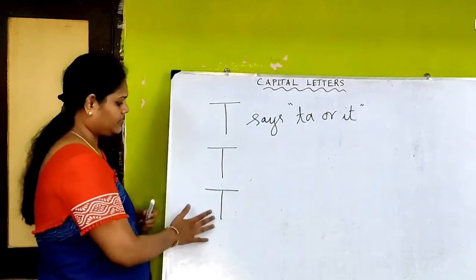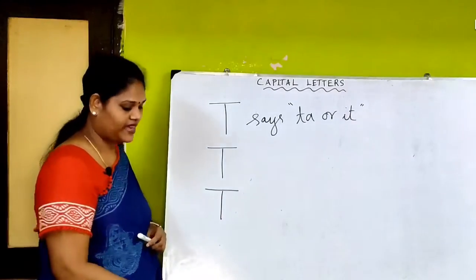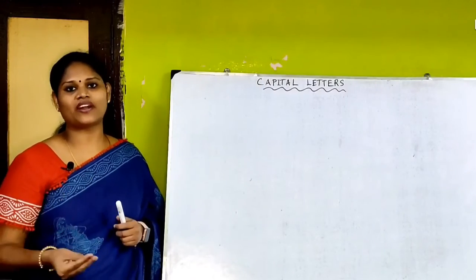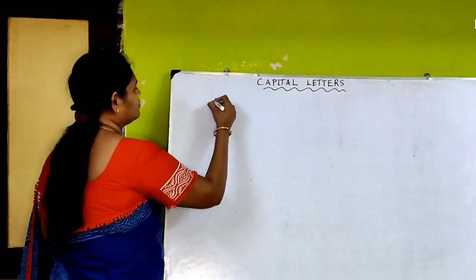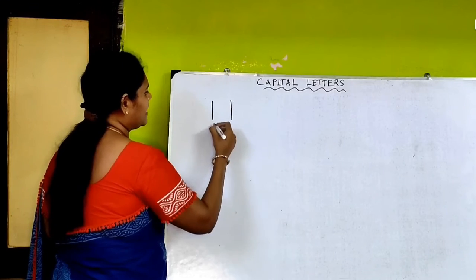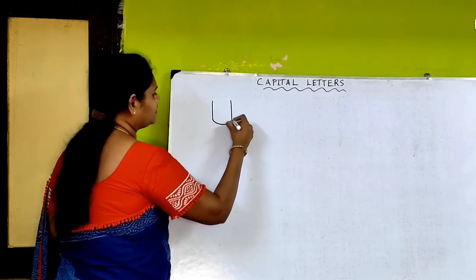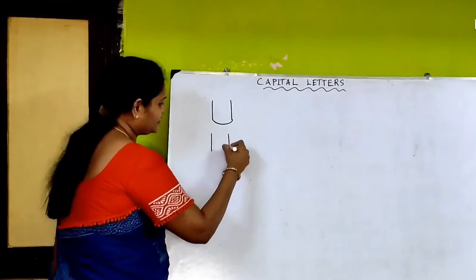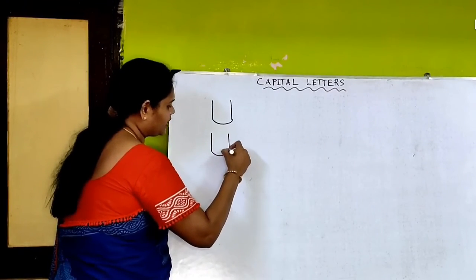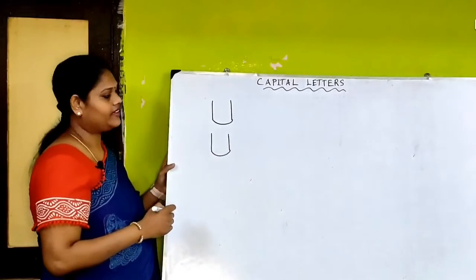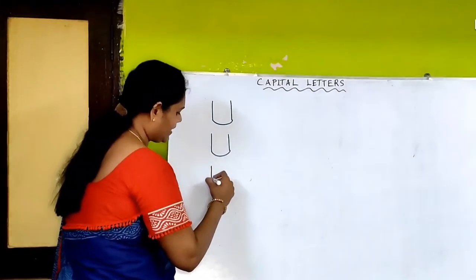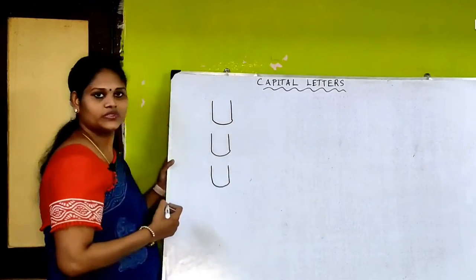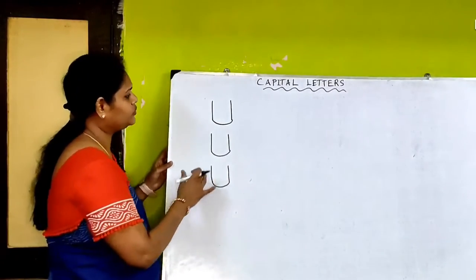Coming to the next alphabet. Next alphabet is the capital U. For the beginners, I am just giving one clue. Put a standing line like this and join this standing line with the quarter curve. Again, standing line, join this standing line with the quarter curve, okay, U. Standing line, quarter curve. This is capital U.